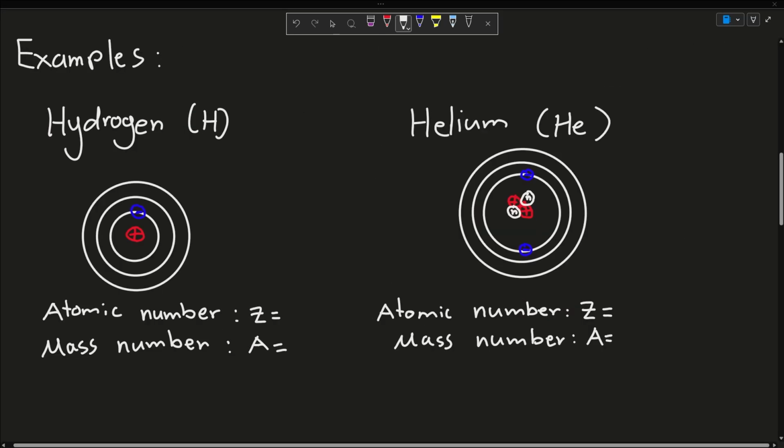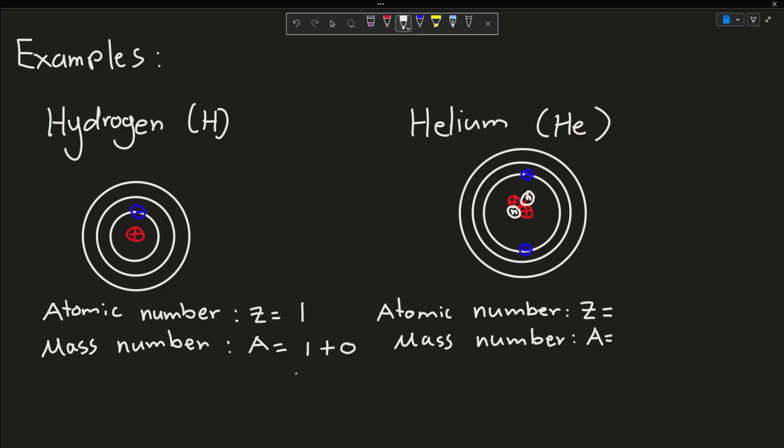Let's now look at 2 examples where we can find their respective atomic number and mass number. Take hydrogen and helium. So, we said that the atomic number was the number of protons in the atom. So for hydrogen, we just have 1 proton. So the atomic number is simply going to be 1. Now, the mass number is the number of protons and neutrons. But in this isotope of hydrogen, we have no neutrons, which means the mass number is going to be 1 proton plus 0 neutrons, which is just going to be equal to 1.